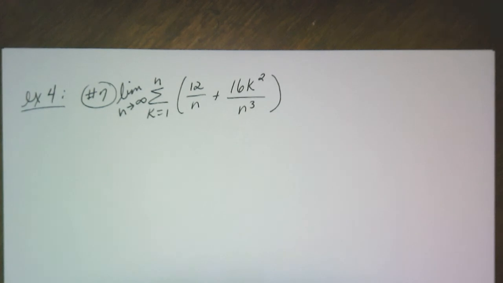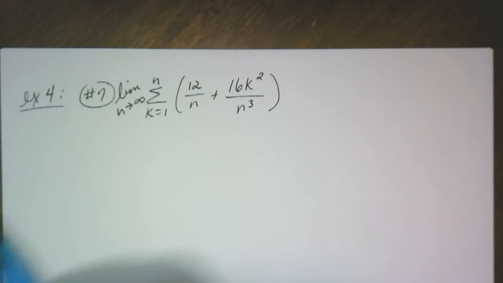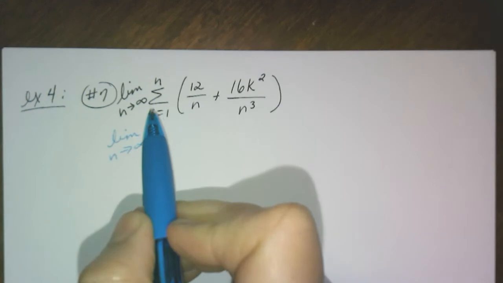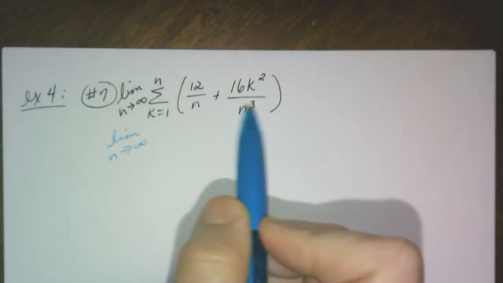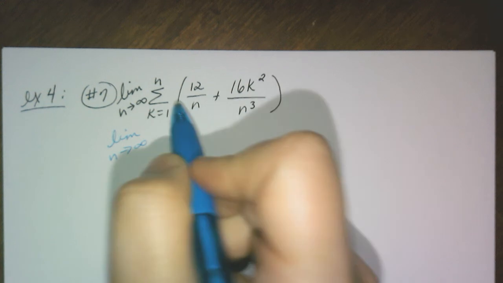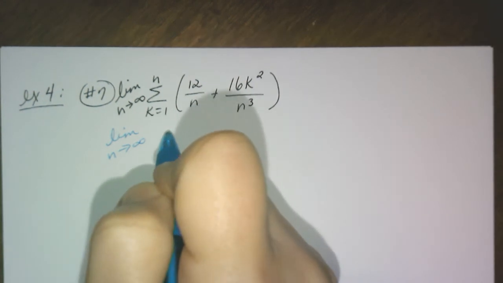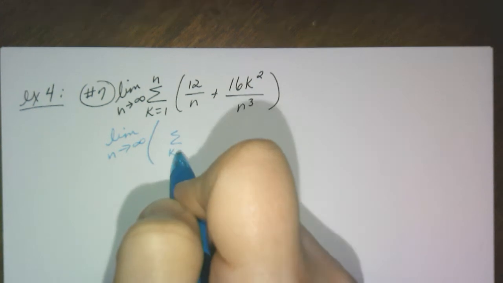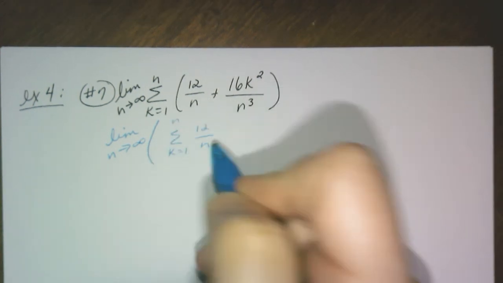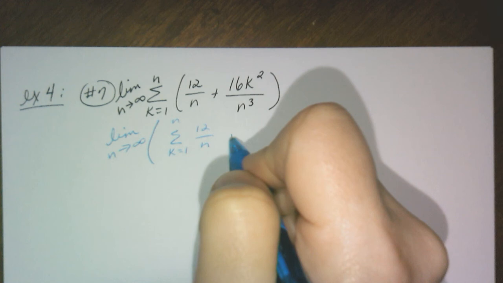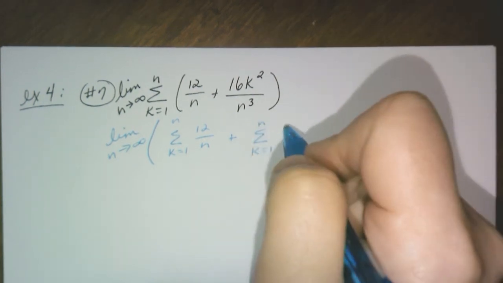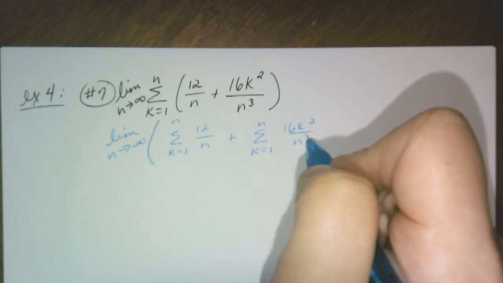All right, so first thing I'm going to do is rewrite this: the limit as n approaches infinity. And I'm going to, again, I don't want to say distribute, but take the sum of each of these sums. So this would be the limit of the sum of k equals 1 to n of 12 over n, plus the sum of k equals 1 to n of 16k squared over n cubed.